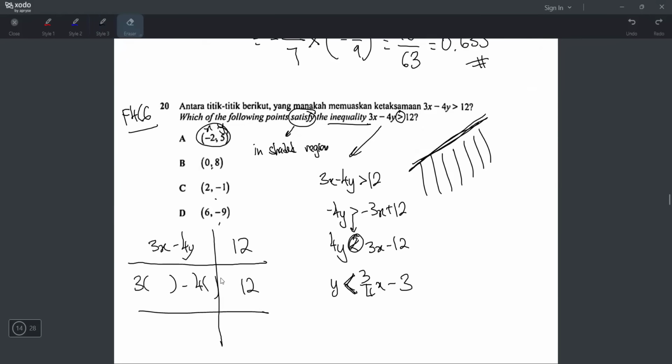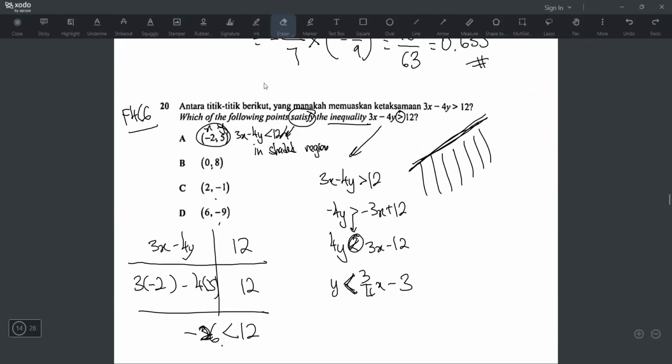Okay, so now let's go. This x is negative 2, this one is 5. So 3 times negative 2 is negative 6. Negative 6 minus 20 is... wait, is it correct? Okay, negative 26, sorry. Negative 26, and you compare that with 12. You can see negative 26 is smaller than 12. That means the left hand side is smaller than the right hand side. So when you sub into this, you end up getting 3x minus 4y smaller than 12, so this is not the answer, because they want 3x minus 4y to be bigger than 12.